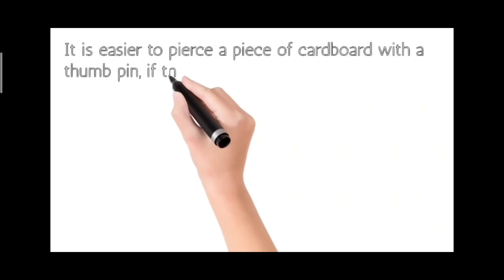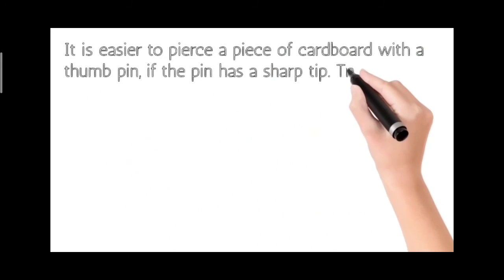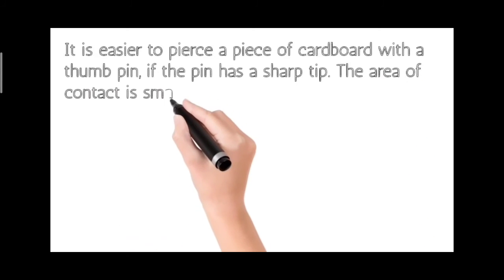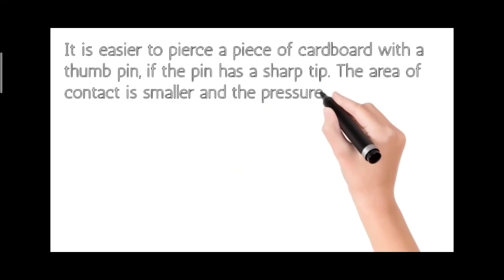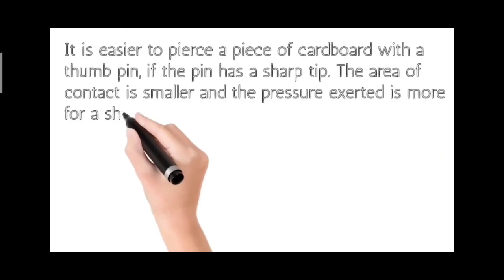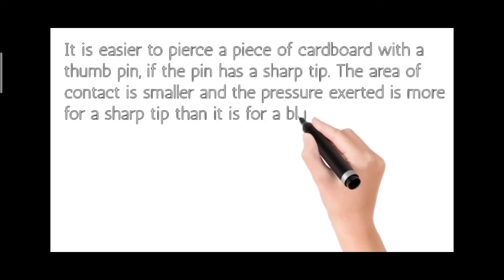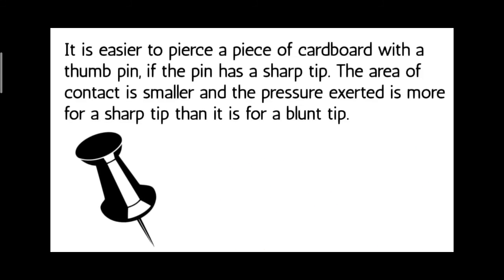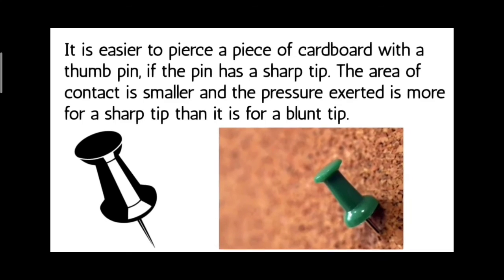It is easier to pierce a piece of cardboard with a thumb pin if the pin has a sharp tip. The area of contact is smaller and the pressure exerted is more for a sharp tip than it is for a blunt tip.